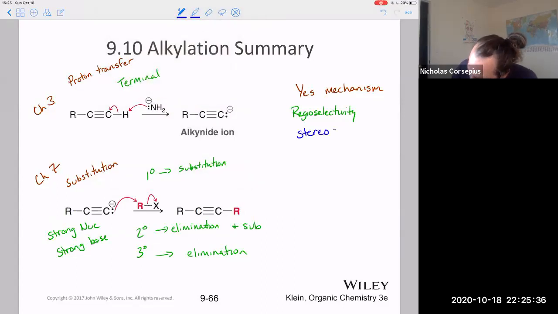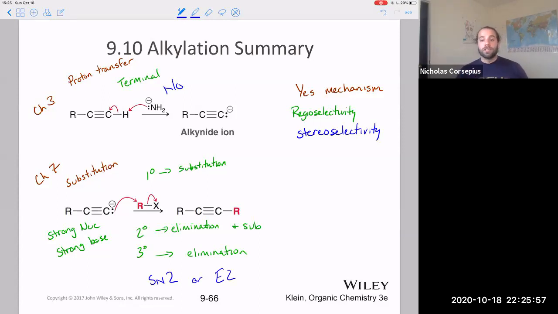And last, for stereoselectivity, there's no such stereoselectivity in the acid-base portion of the reaction. Here, it's an SN2, right? Because it's a strong nucleophile, or E2. So there are stereochemical considerations. Remember, with SN2, you have that inversion of your stereochemistry. If it's E2, then you have those special considerations. If you only have one beta hydrogen, then your halogen and your hydrogen have to be coplanar.